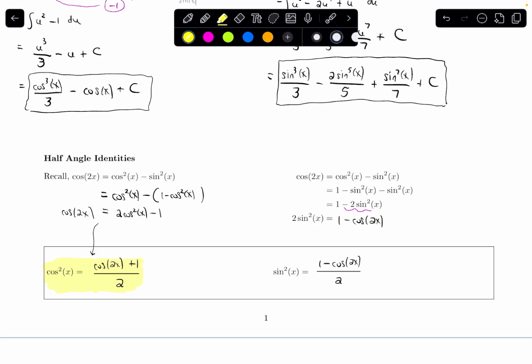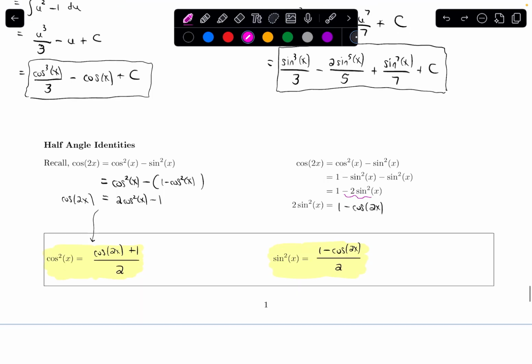I'm going to highlight this as well. We have an identity for what sine squared of x equals. So why are these called half-angle identities? It's because the angle inside here is half of the angle inside of this. Okay, so let's see these in action.